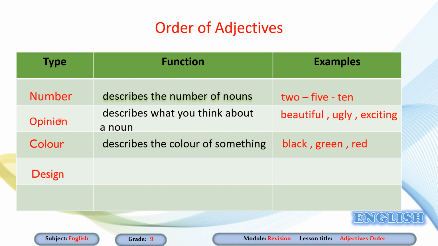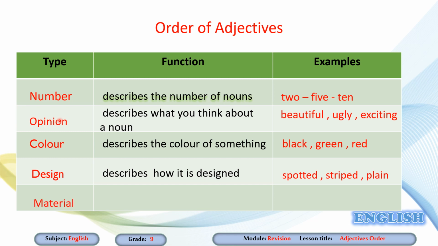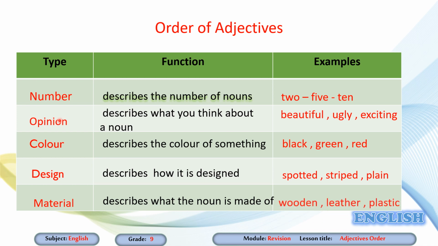The fourth type is design. It describes how something is designed. For example, spotted, striped, and plain. The last one is the material. It describes what the noun is made of. For example, wooden, leather, and plastic.